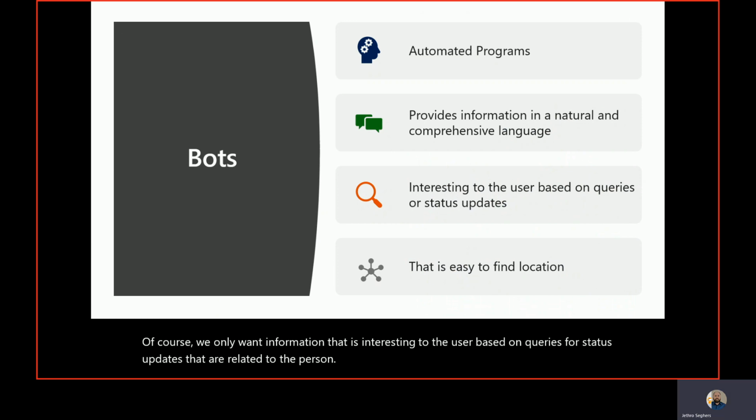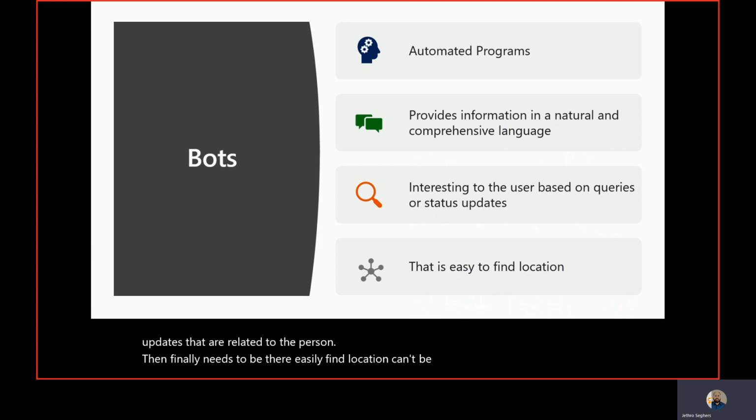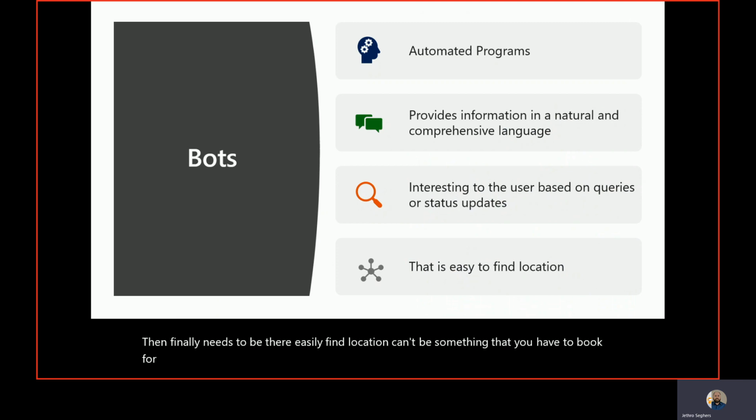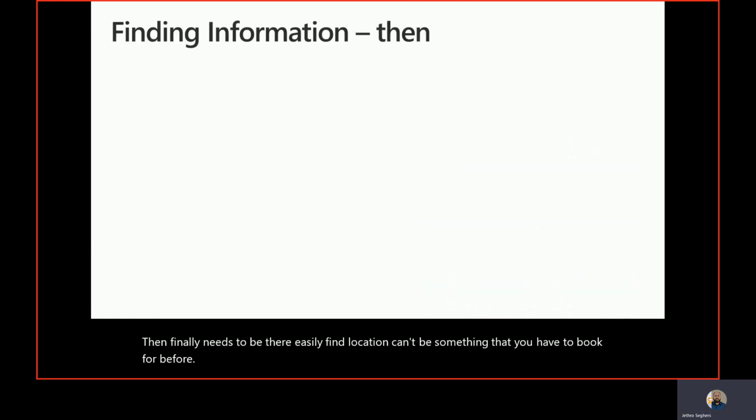And then finally, it needs to be in an easy to find location. It can't be something that you have to look for before you can start asking those questions. So those four components really make up what a modern bot is. And that is something that we're going to start exploring in this session. But why are we using bots?